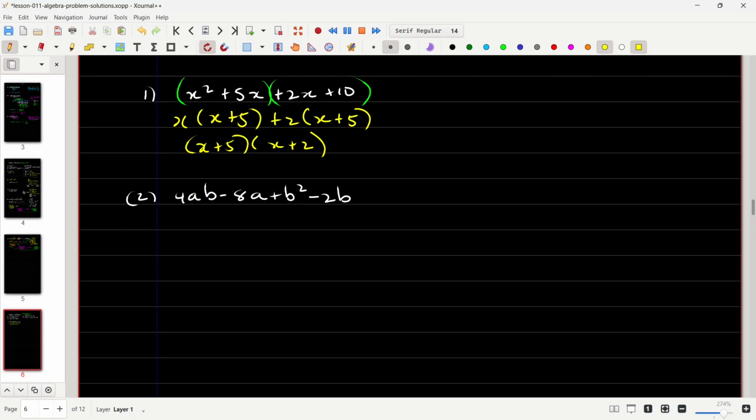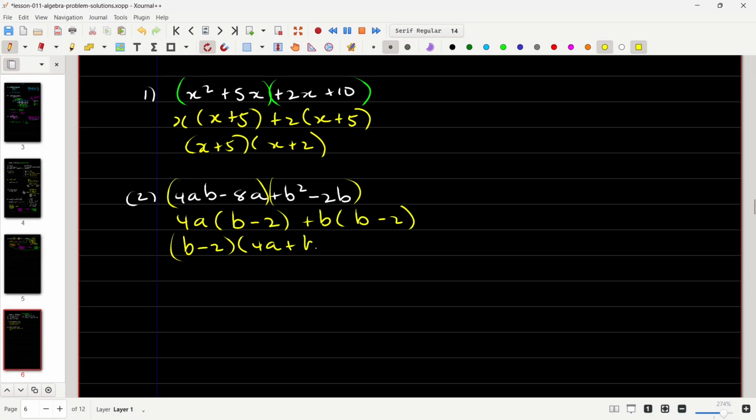And let's group in pairs. So we group in the first two, we group in the last two, and I'm taking out 4a here, and I'm going to remain with b minus 2 inside of here. And I'm just going to take out b out here, so I'm going to end up with b minus 2 in here. And then I have b minus 2 into 4a plus b, and that's our factorization there.